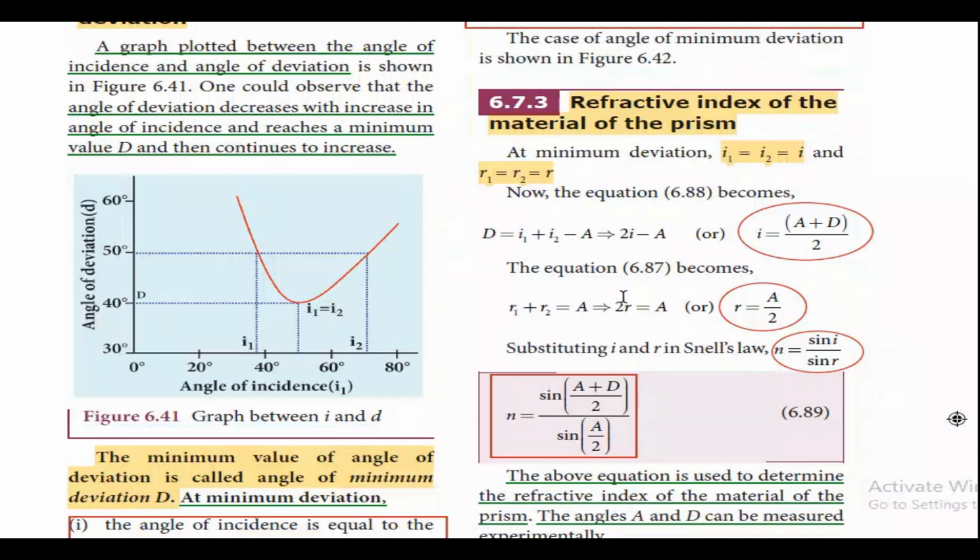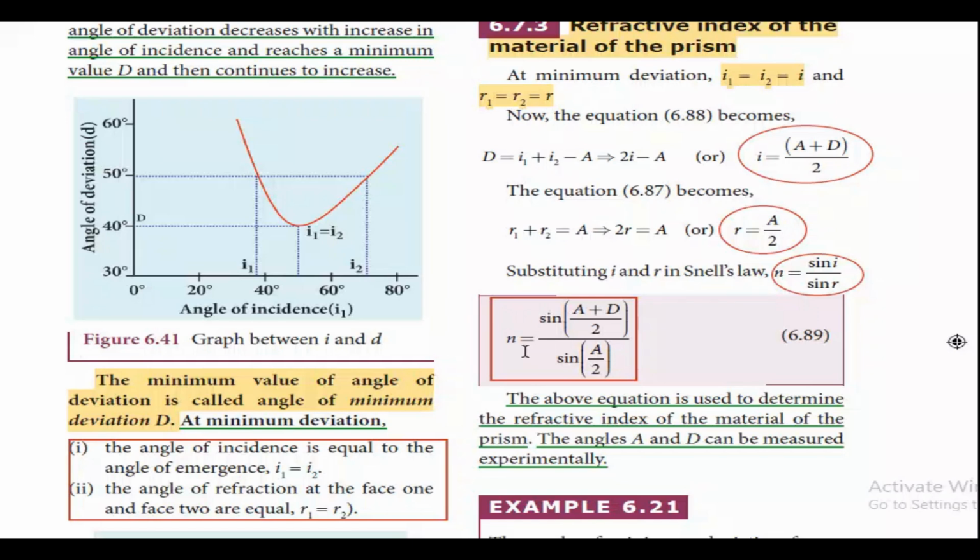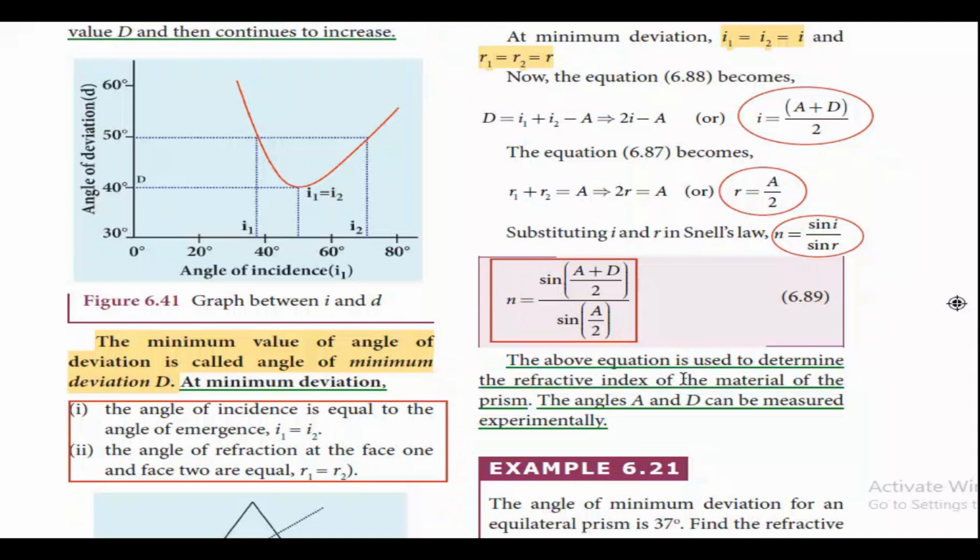Similarly, equation 6.87 can be written like this: R1 plus R2 equal to A. As R1 and R2 are equal to R, we can write it as 2R equal to A. That means R, the angle of refraction, can be written as A by 2, that is half the angle of the prism. So for an equilateral prism, this R value will be 60 by 2, that is equal to 30 degrees. So substituting the values of I and R in Snell's law, n is equal to sin I by sin R, we can write the refractive index of the prism as n equal to sin((A plus D) by 2) by sin(A by 2). So this equation is used to determine the refractive index of the material of the prism.